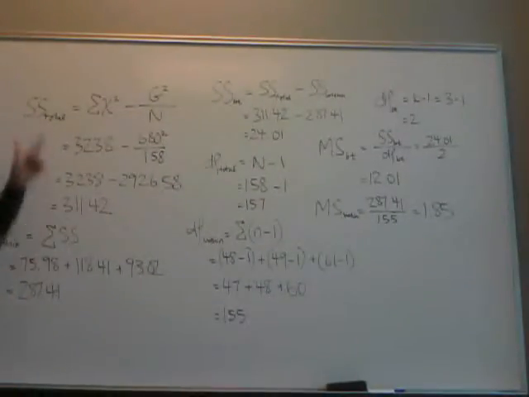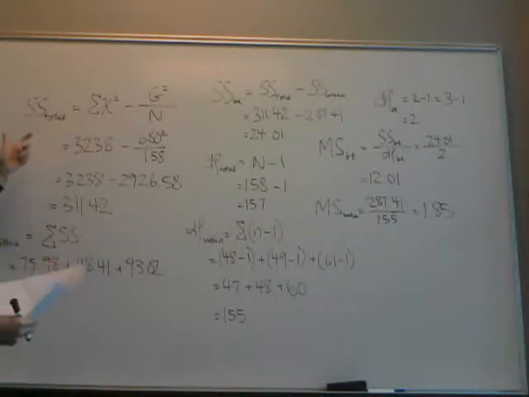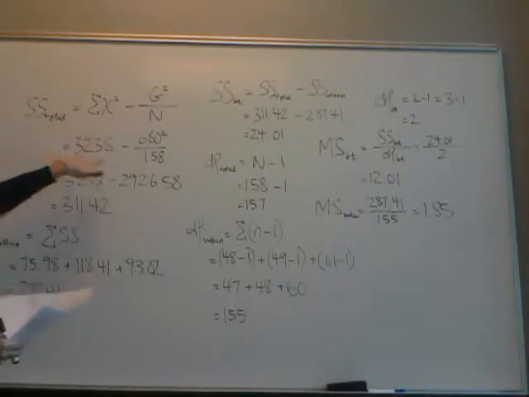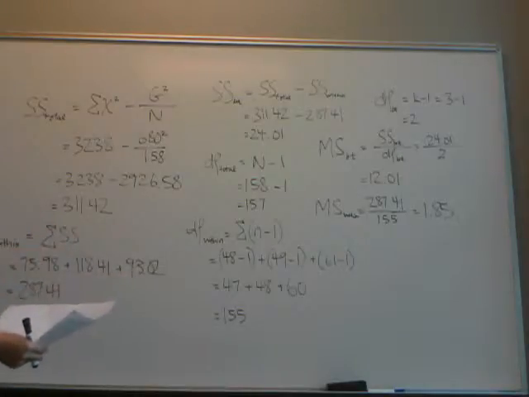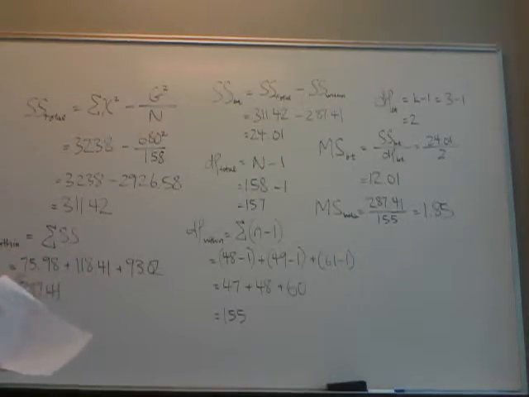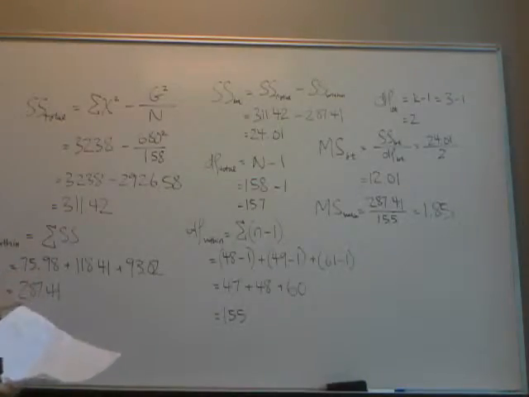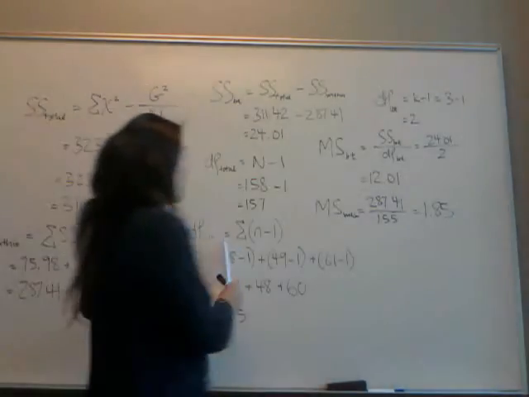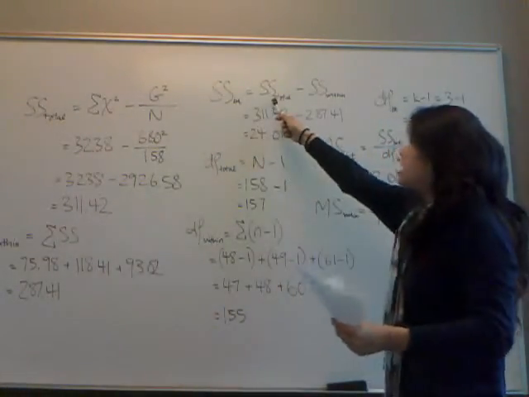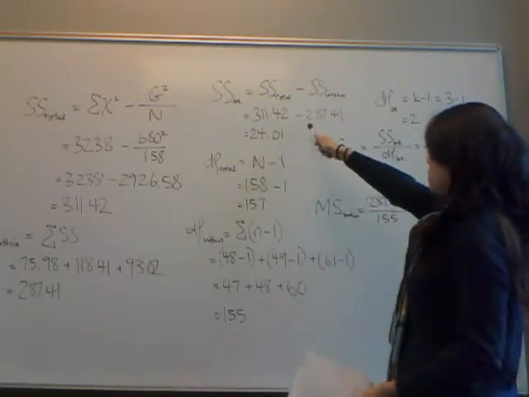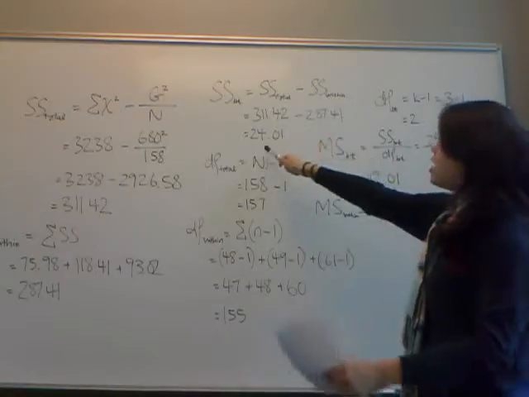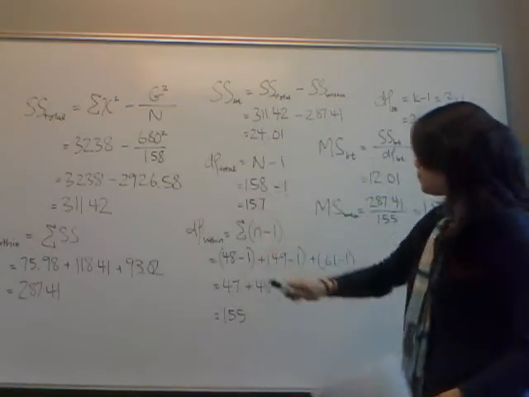Next, I calculated SS total, and after plugging in the relevant values, I found that to be 311.42. SS within is the sum of scores within all the treatment conditions, and that turned out to be 287.41. SS between is SS total minus SS within, and 311.42 minus 287.41 is 24.01.